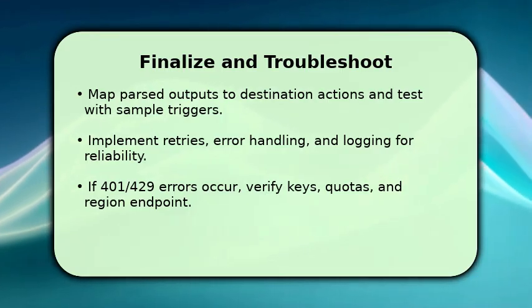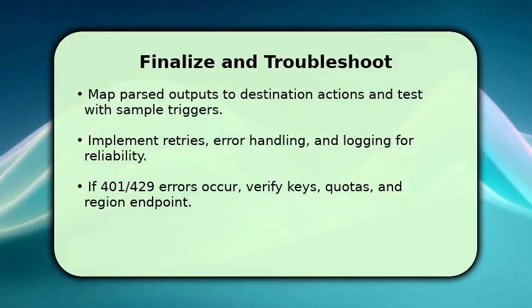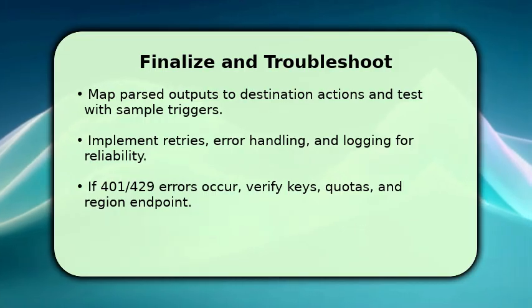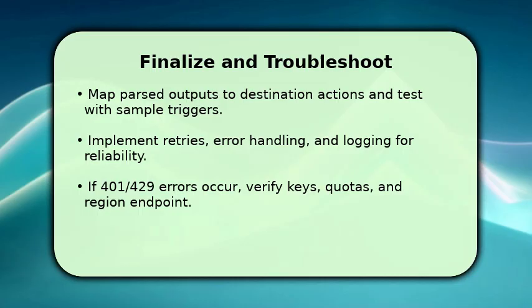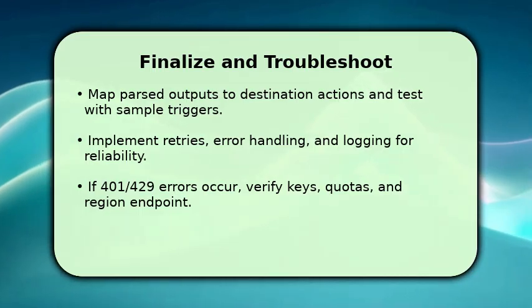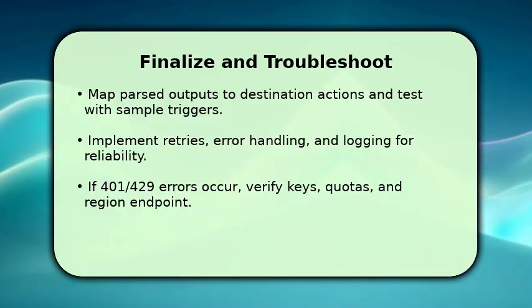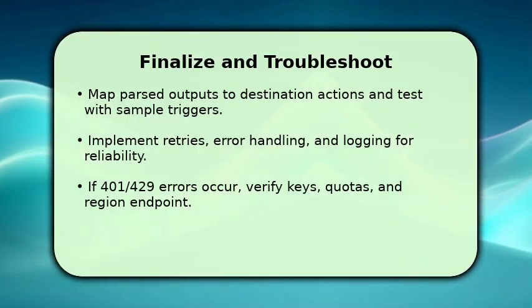If you hit errors, first validate the API key, region-specific endpoint, and quota limits, then check header formatting and JSON structure. Finally, monitor usage and fine-tune prompt tokens and temperature to reduce cost and improve consistency.